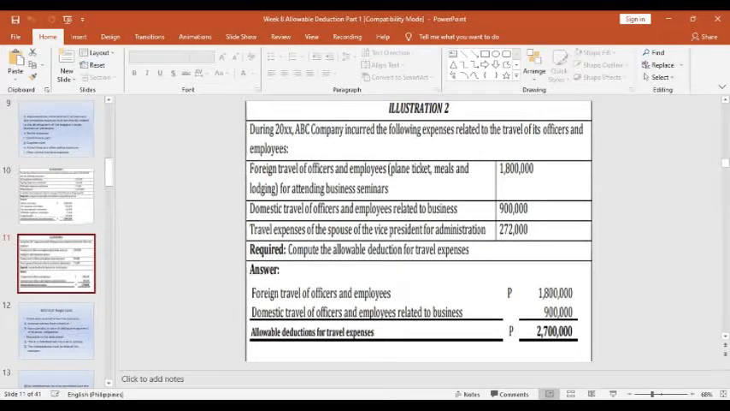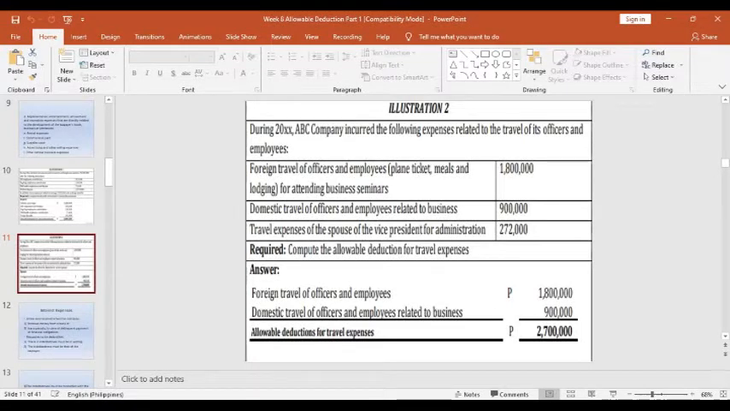So let us itemize again. We're going to itemize the inclusion of the travel expense as the business expense. The foreign travel of officers and employees for attending business seminars, yes, this is an inclusion as allowable deduction. What about the domestic travel of officers and employees related to business? Yes, this is also an inclusion to the allowable deductions of business expense. But what about the travel expense of the spouse of the vice president for administration? It is not an inclusion for the allowable deductions.